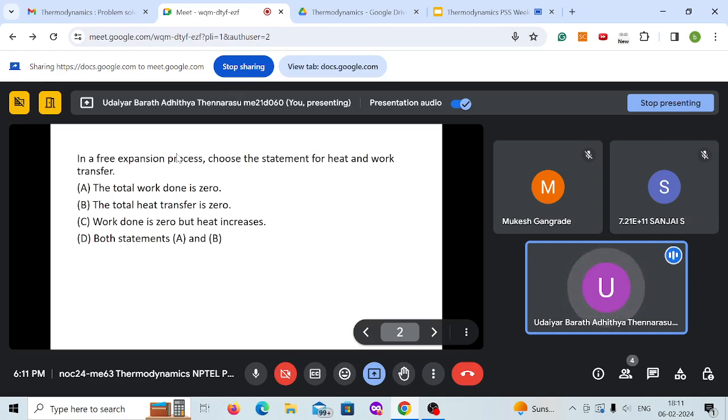Free expansion means there is no obstruction or restriction for the process. Like you have a vacuum, you puncture a gas, or you have a cylinder and make it expand into the vacuum. Because it's in a vacuum, there is no obstruction for the gas, so it will be expanding freely. So what will happen in that process?